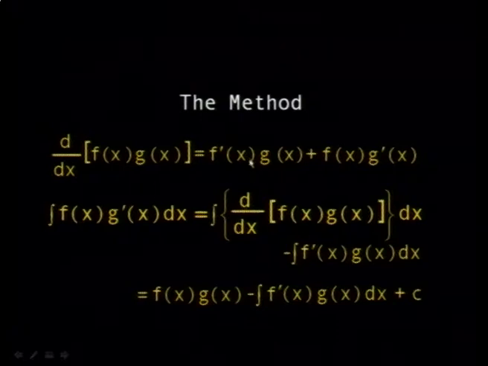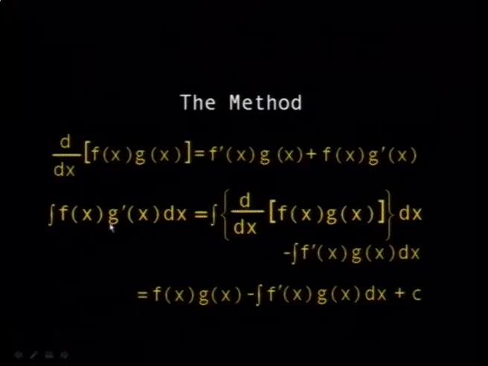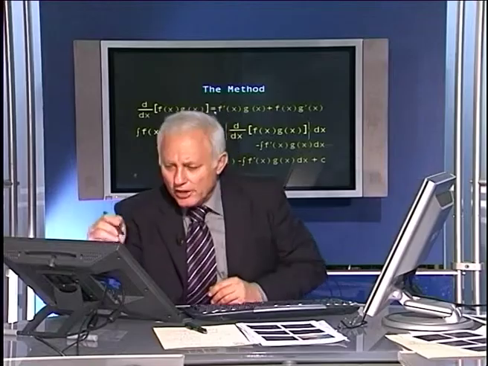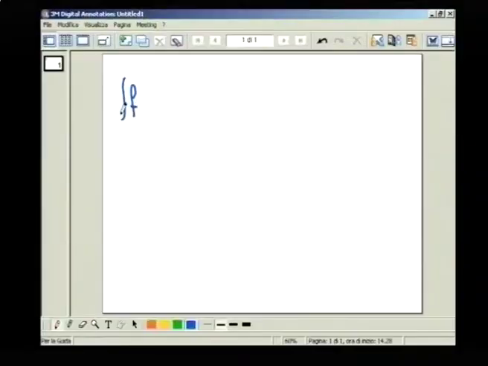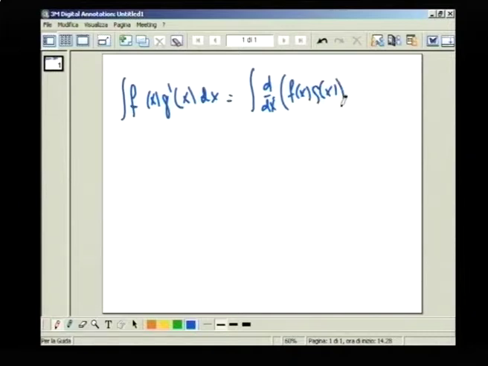Now, here what we do is that we take this one to the left-hand side, and you end up with, let us write it down, the integral of f of x times g dash of x dx is equal to the integral of d by dx of f of x times g of x, minus the integral of f dash of x times g of x dx.